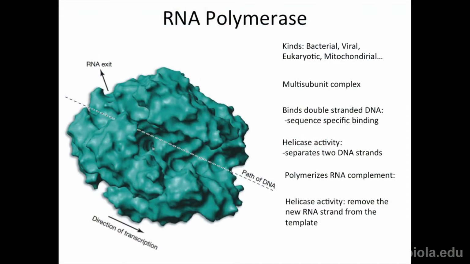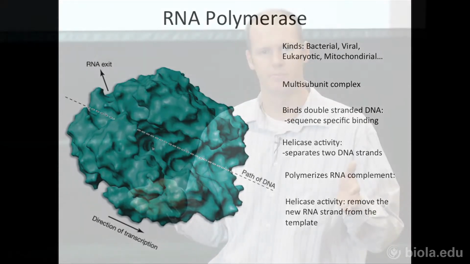Okay, so it binds that double-stranded DNA, and it has got helicase activity. It can pull those 2 strands apart on its own. DNA polymerase can't do that. You have to have a separate helicase enzyme to pull the strands apart in replication. RNA polymerase can do it itself. So it binds double-stranded, pulls it apart, and then it will start polymerizing an RNA copy.